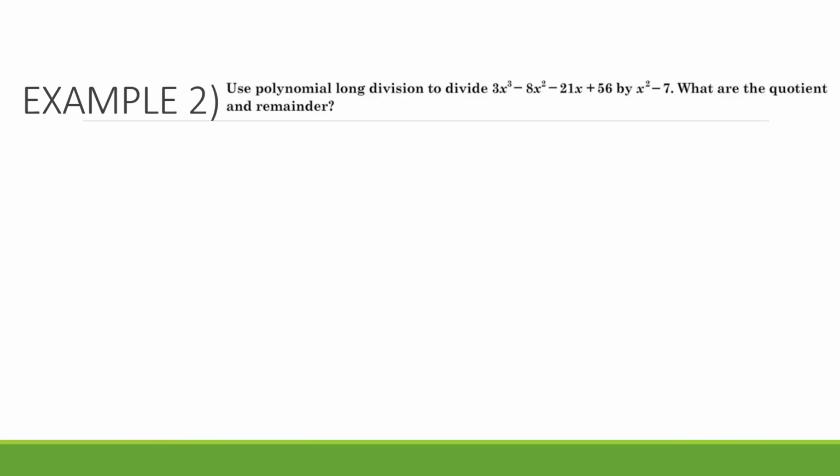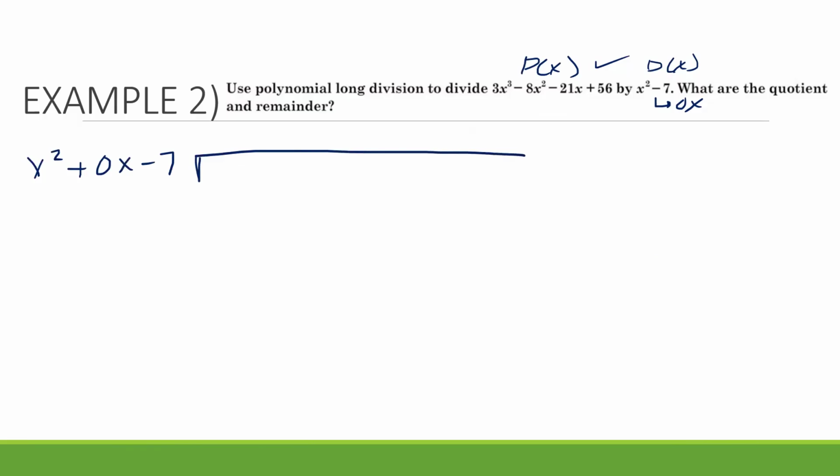All right. So the first step is to make sure that we have all of our parts and our problem. So looking, we have our P of X, 3x cubed minus 8x squared minus 21x plus 56. Is that one good to go? Yes. We have our D of X, our divisor. Is our divisor good to go? No, our divisor is missing its X. So when I write it, I got to make sure I include its X. So we have x squared plus 0x minus 7 divided into 3x cubed minus 8x squared minus 21x plus 56.